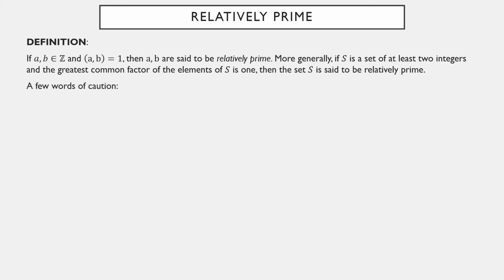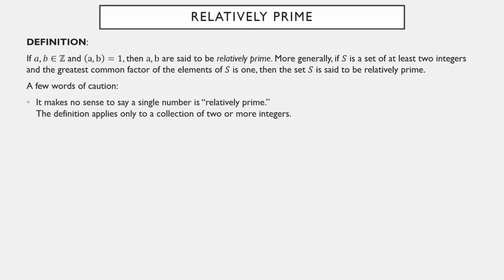There are a few things to be careful about with this definition. We would never say that a number is relatively prime. In order to apply the term relatively prime, you're talking about the greatest common factor of a set being 1, and remember that set has to have at least 2 elements. So the definition of relatively prime only applies to 2 or more integers.